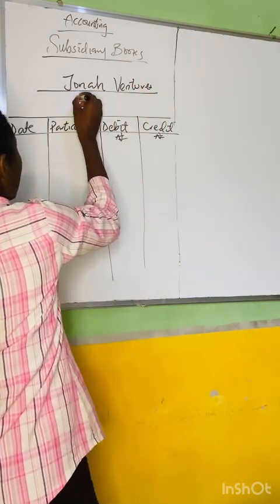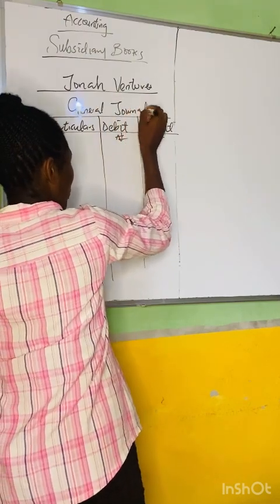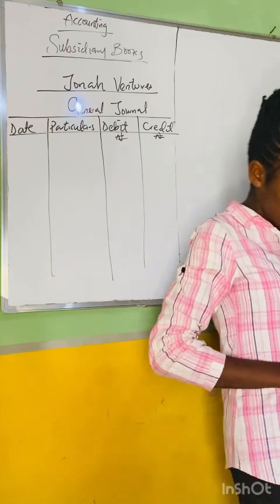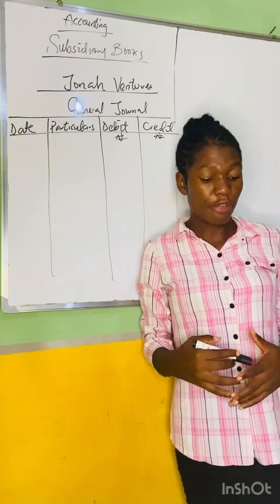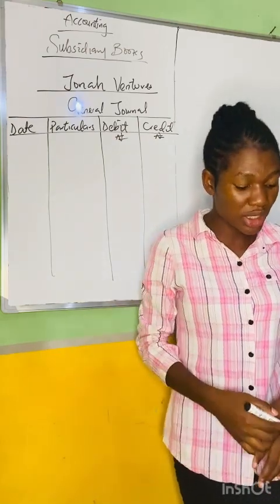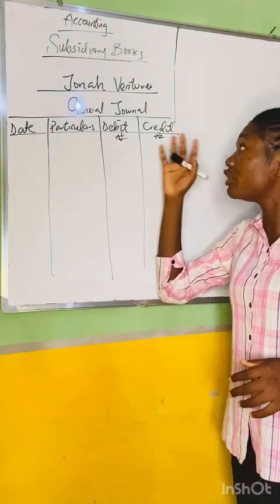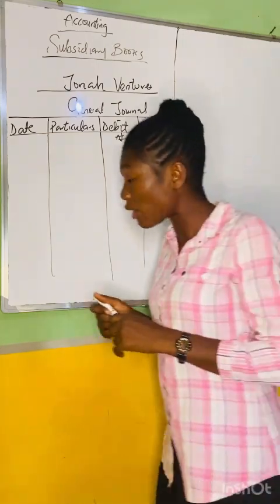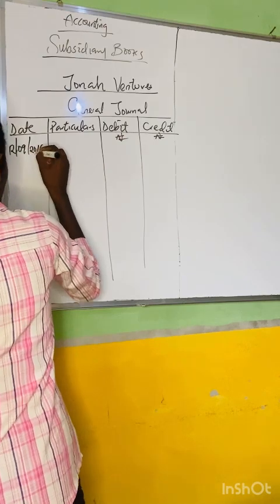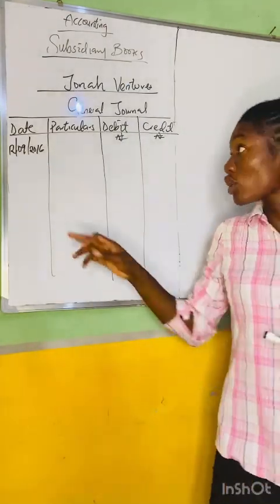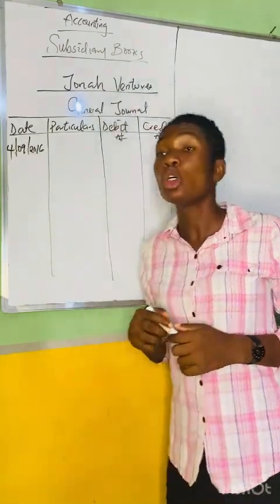This is our general journal. So we have that on the 4th of September, we bought office equipment from AYZ Ventures on credit for 400,000 naira. The format of the journal is very different, so we enter our dates, and it is different from other subsidiary books. So we've entered in our date.